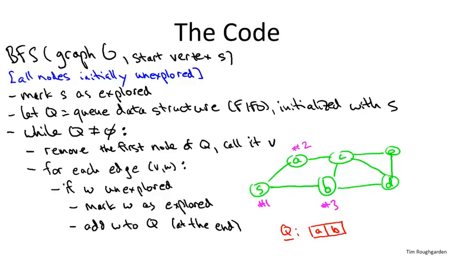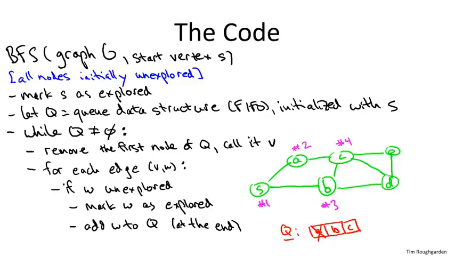And so now how is the queue changed? Well, we got rid of A, and so now B is in the front, and we added C at the end. And so now the same thing happens. We go back to the while loop, the queue is not empty. We take off the first vertex. In this case, that's going to be B.